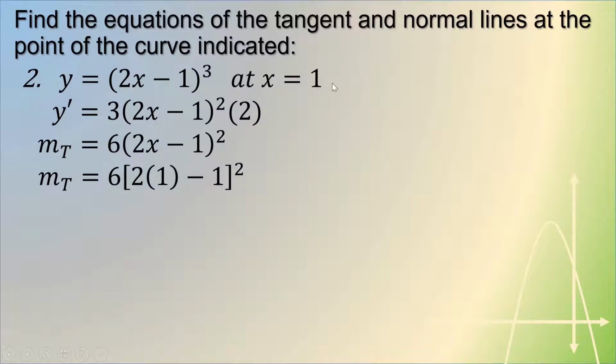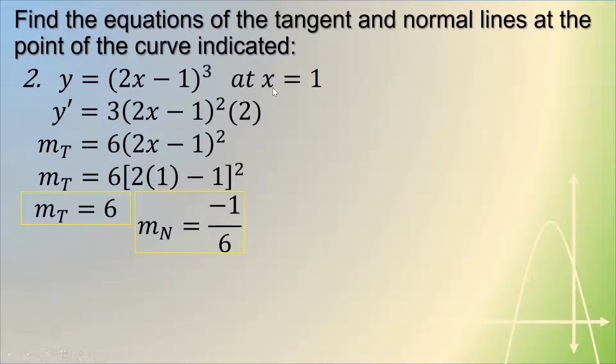And then since x is equal to 1, we can substitute already. That is 6 times the quantity of 2 times 1 minus 1 squared. And then our slope for the tangent line is equal to 6. And then the slope for the normal line is, of course, the negative reciprocal, negative 1/6.